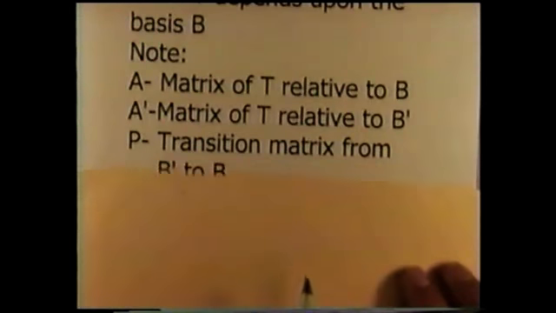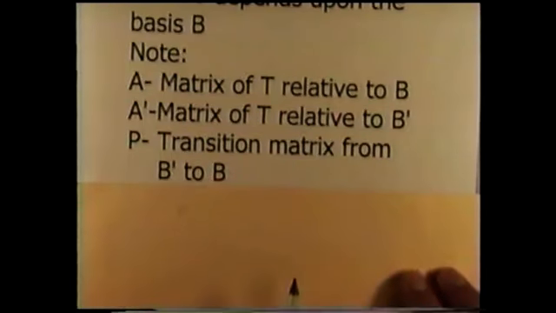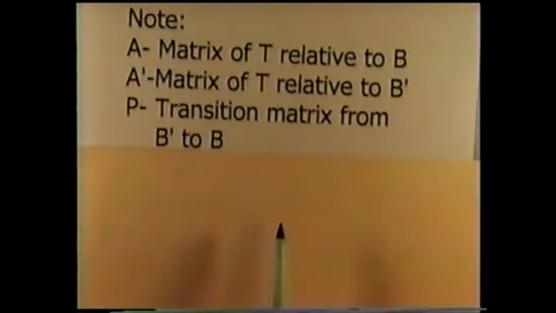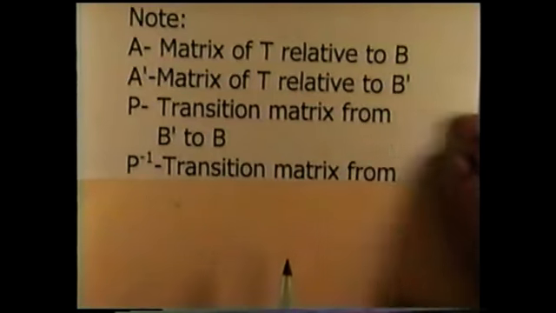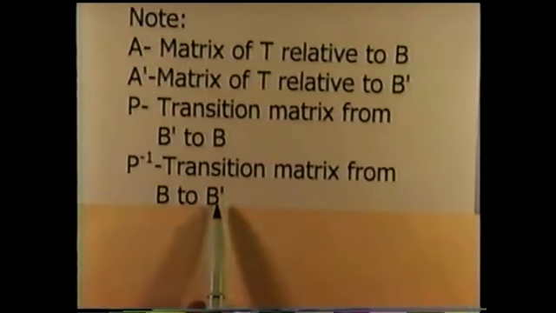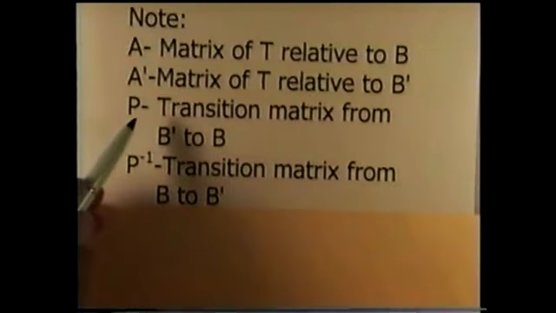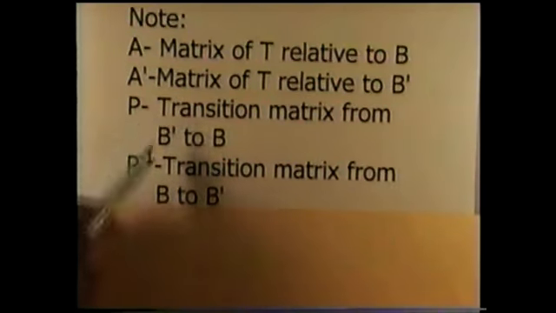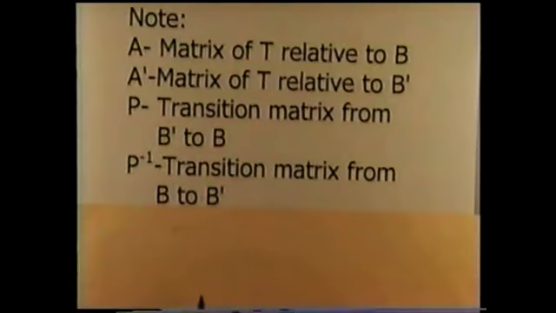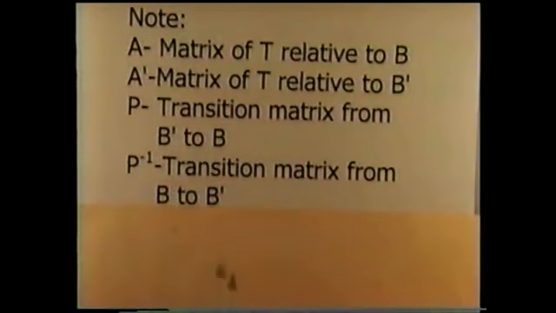P is going to be the transition matrix from B prime to B. P inverse is going to be the transition matrix from B to B prime. Now this is the same transition matrix that we talked about before when we were in change of basis for coordinates. So it's the same one, same concept. And we are going to get P and P inverse the same as we did before.